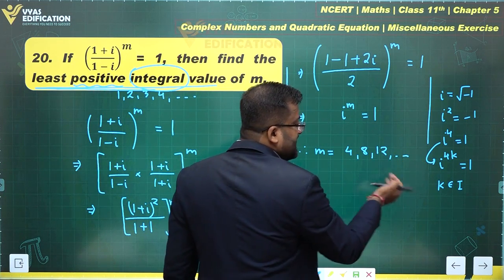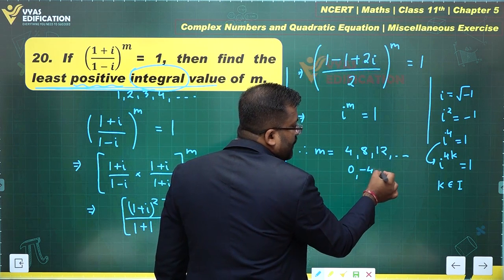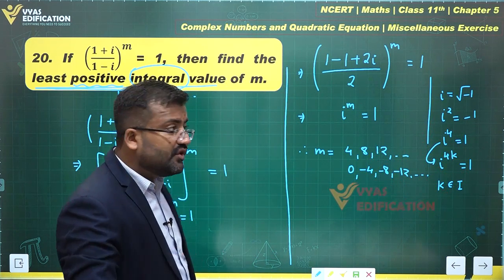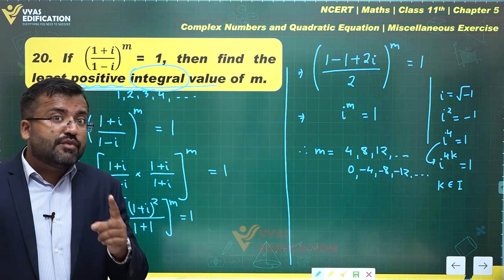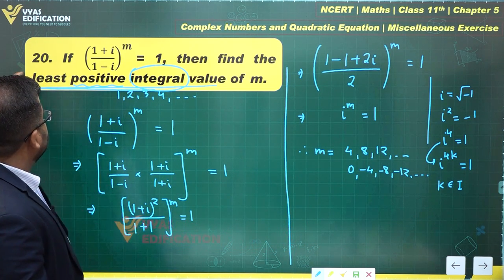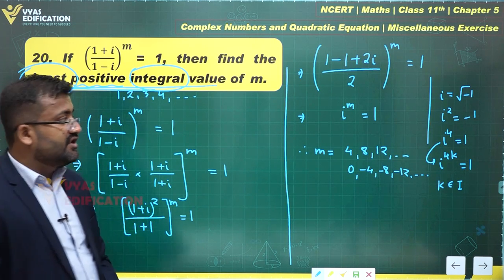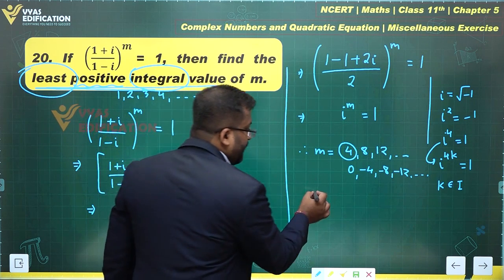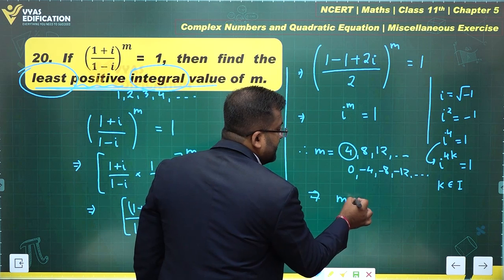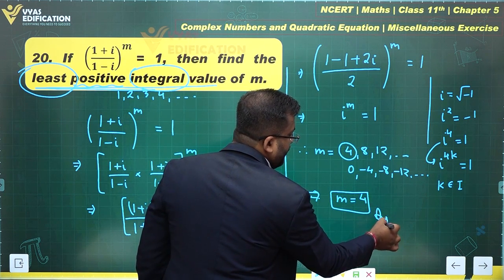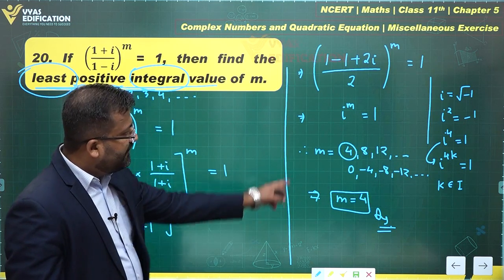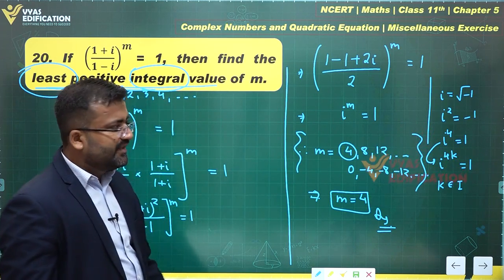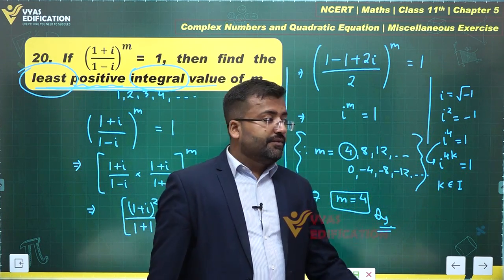We could have had other solutions as well. We could have had 0, minus 4, minus 8, minus 12 as well, but these are not being asked right now. We are only asked to find a positive integral solution, and out of those positive integral solutions, we are supposed to find the least. That is, the least positive integral solution, as you can observe, is 4. Therefore, the least positive integral solution m is equal to 4 is my final answer over here. Possible values of m, as you can see, can be many.